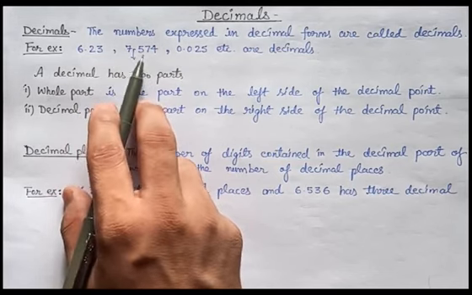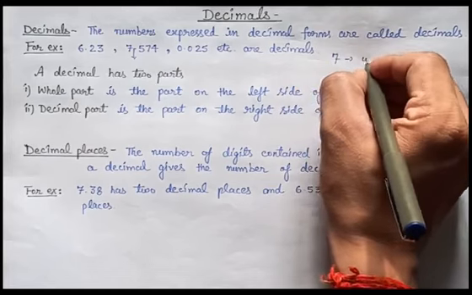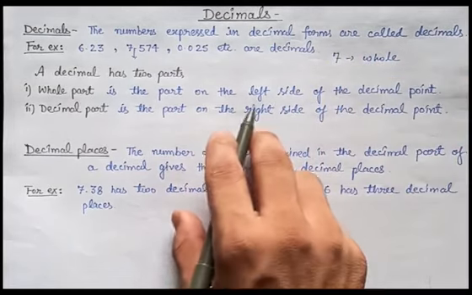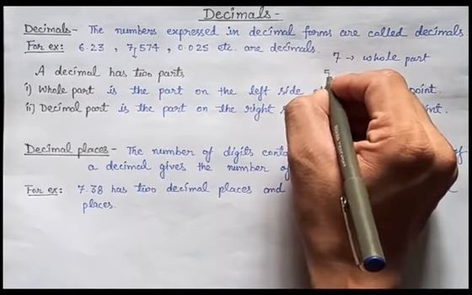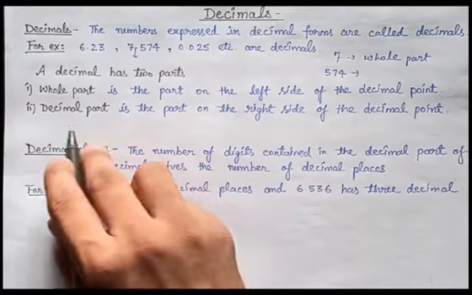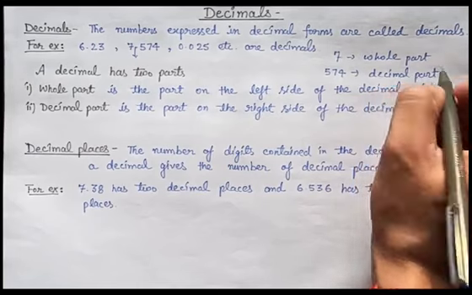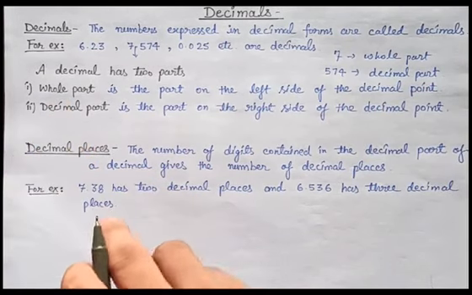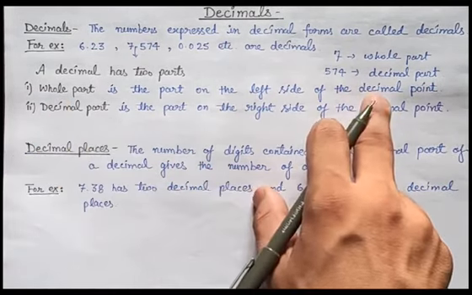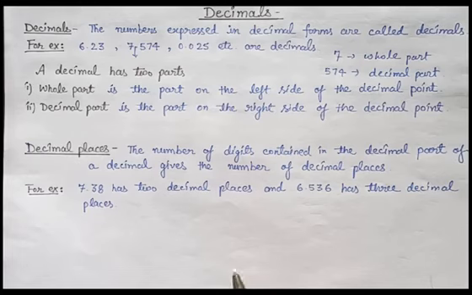So here in this example 7.574 we can say that 7 is the whole part because it is on left side of the decimal point, and 574 is the decimal part because it is on the right side of the decimal point. So I hope it is clear that every decimal has two parts, first whole part and second decimal part. Whole part is the part on left side of decimal point and decimal part is the part on right side of the decimal point. Now we will discuss what are decimal places.